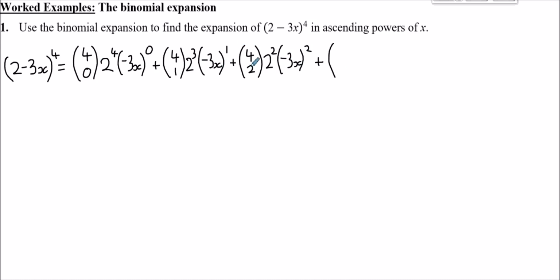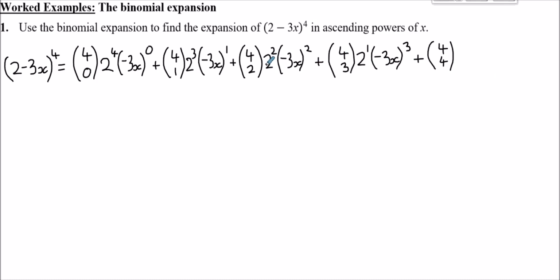4 choose 0, 4 choose 1, 4 choose 2, now we have 4 choose 3. The 2 squared goes down to 2 to the power 1, and the minus 3x squared goes up to minus 3x cubed. And finally, we're choosing the same number of items as what we have altogether. If you think about it, if you've got 4 teddies, you want to pick 4 of them. There's only one way of doing that. You pick them all and run off on holiday. So 4 choose 4 is always going to be 1, as is 4 choose 0. There's only one way of picking nothing from 4 items. You just simply pick nothing and go away.